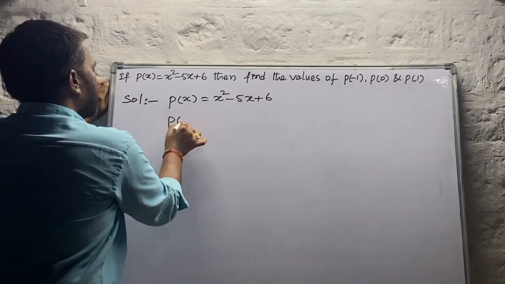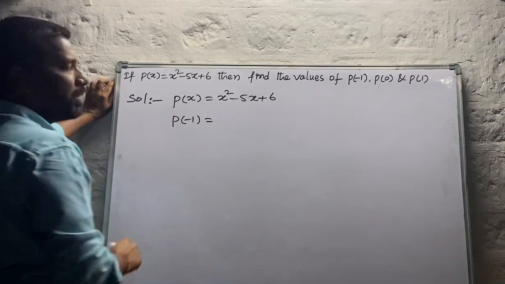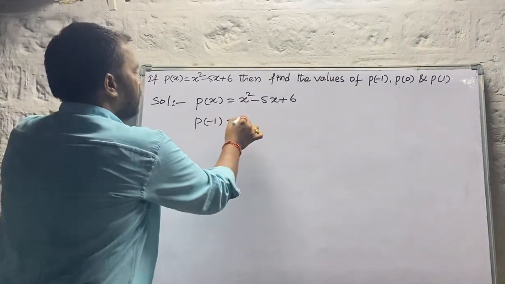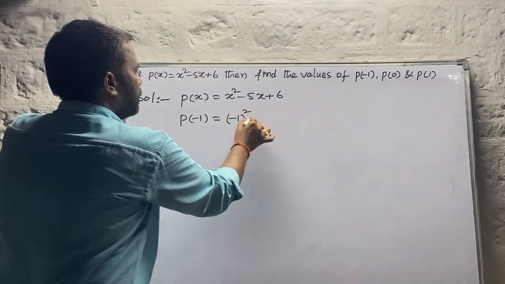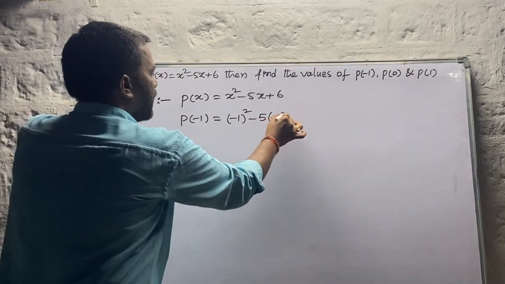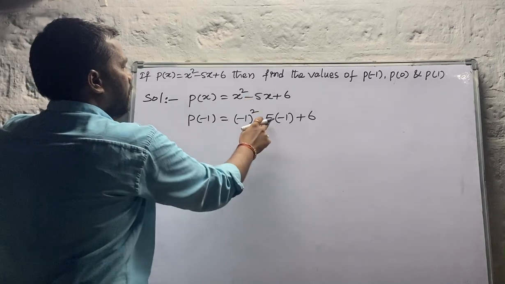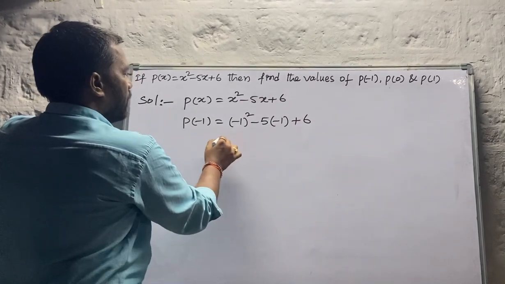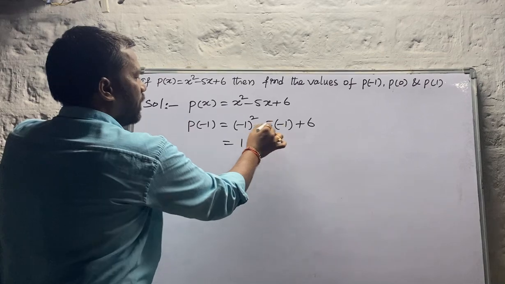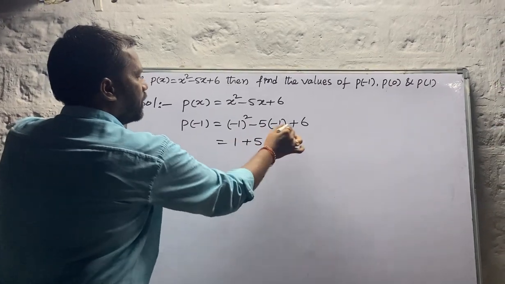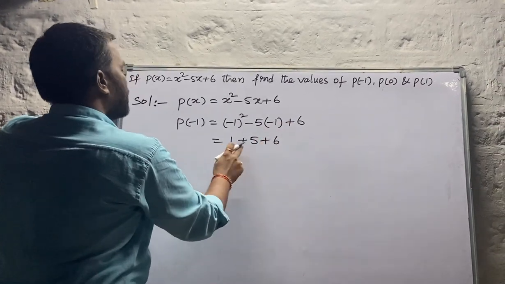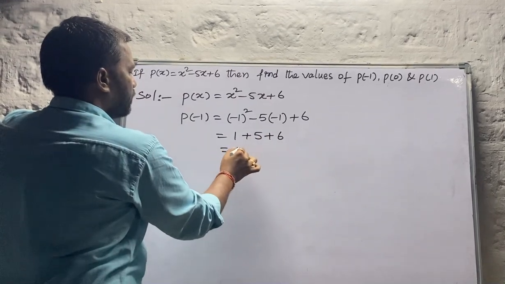P of minus 1. P of minus 1 means we write in place of x minus 1. So that is minus 1 square minus 5 into minus 1 plus 6. X is replaced by minus 1 and the remaining all same. Minus 1 square, its value plus 1. Minus into minus plus 5. Then next to plus 6. 1 plus 5, 6. 6 plus 6, 12.